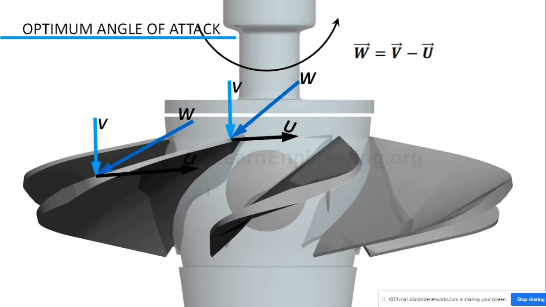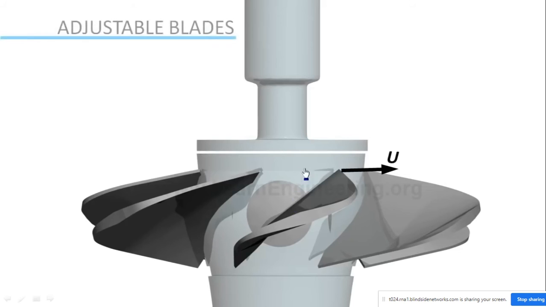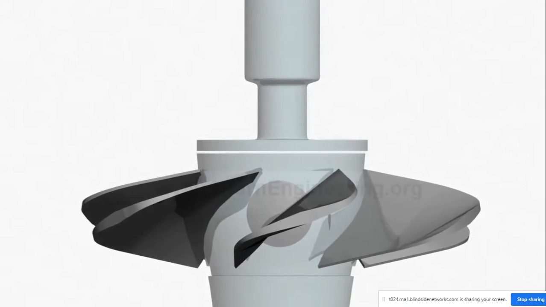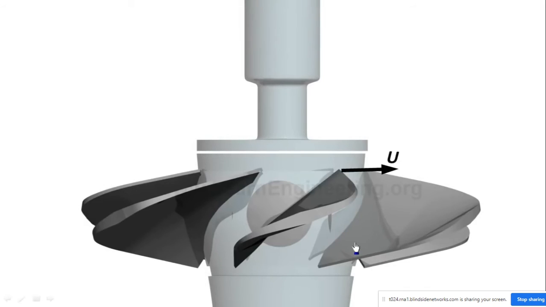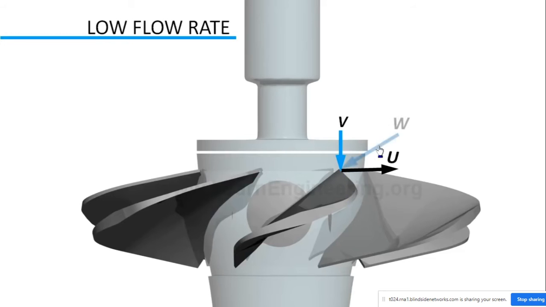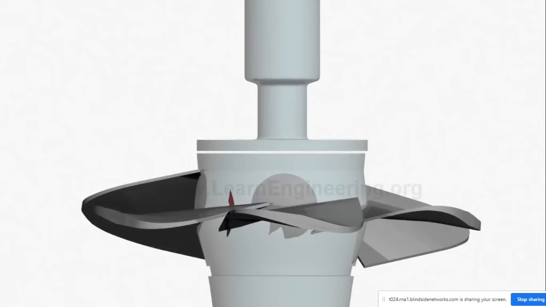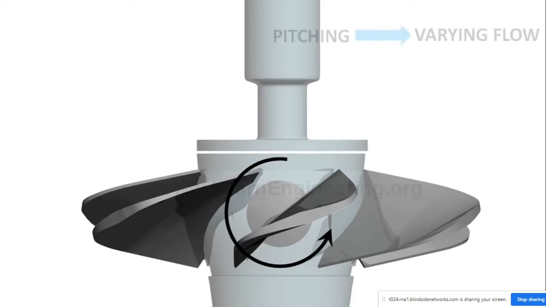With varying flow condition, relative velocity will change drastically. Kaplan turbine blades are adjustable. When flow rate is high, relative velocity of flow will be more axial, so blade should pitch vertically. If flow rate is low, relative velocity of flow is more tangential, so blades are pitched in tangential direction. In short, pitching action of blade makes sure that blade is still in optimum angle of attack, even under varying flow.